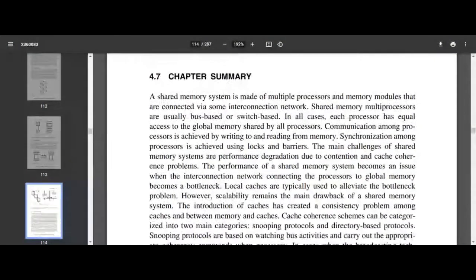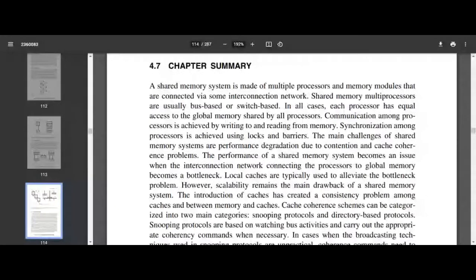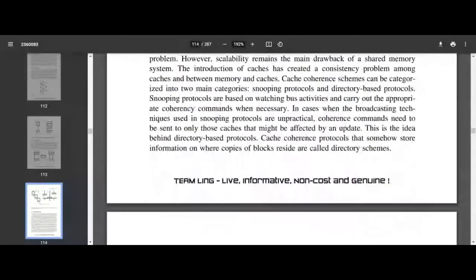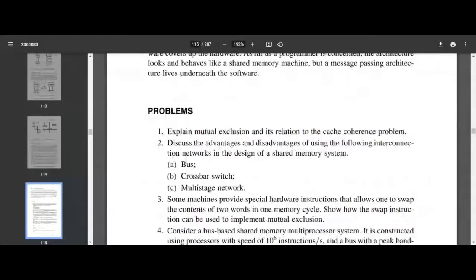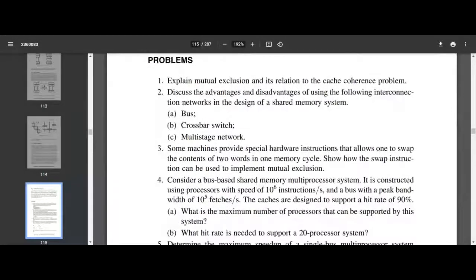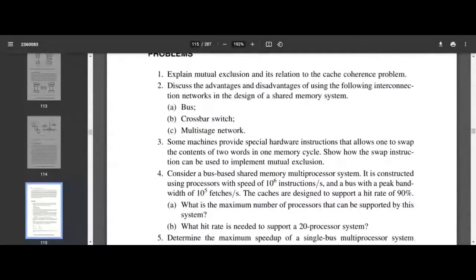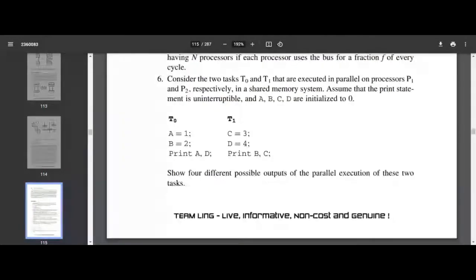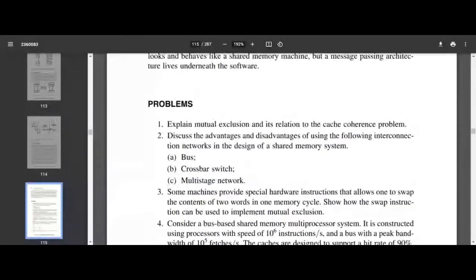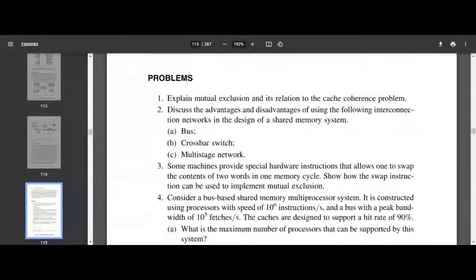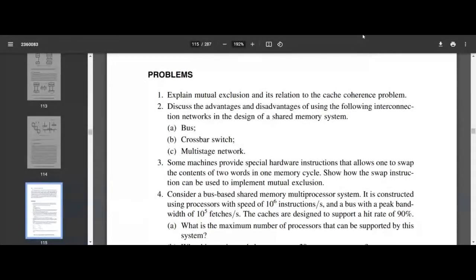So that's the chapter summary. A shared memory system is made up of multiple processors. You have to study and read about it. There are also some questions here, which discuss mutual exclusion and are related to the cache coherency problem. I will mark some problems that you need to fill and submit before next class, Sunday. That's called an assignment. Every class from this week, I will give you assignments so you can readily solve them.